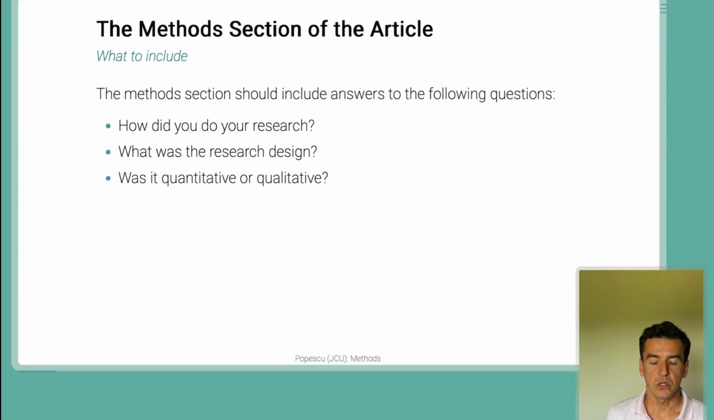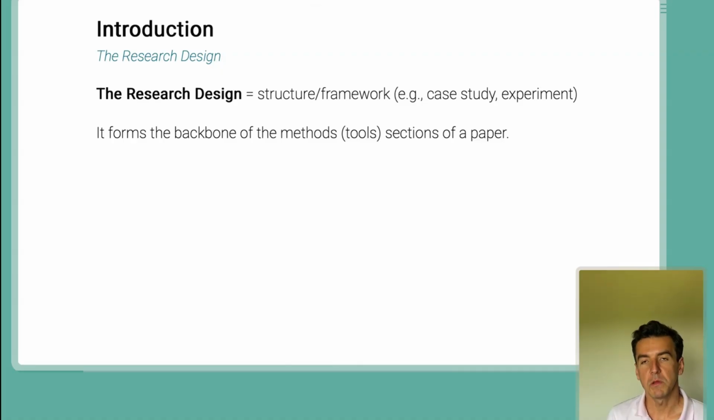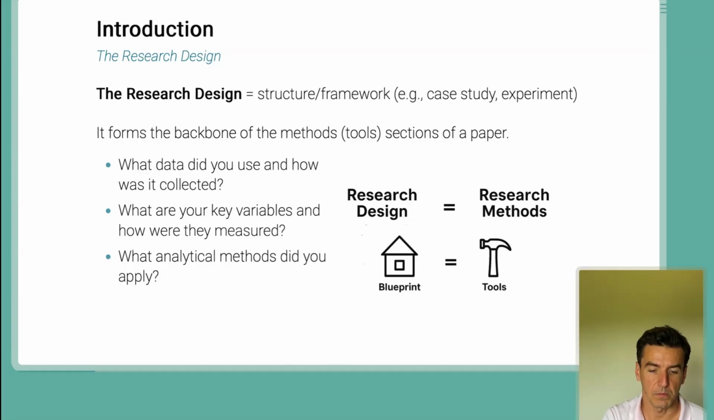Okay, so the methods section should typically include answers to questions like, how did you do your research? What was the research design? Was it quantitative? Was it qualitative? So I'm introducing here a new terminology, which is the research design, right? So research design is fundamentally a structure, a framework. So here you can think about a case study, an experiment. So this is fundamentally the backbone, the skeleton of the methods section of a paper.